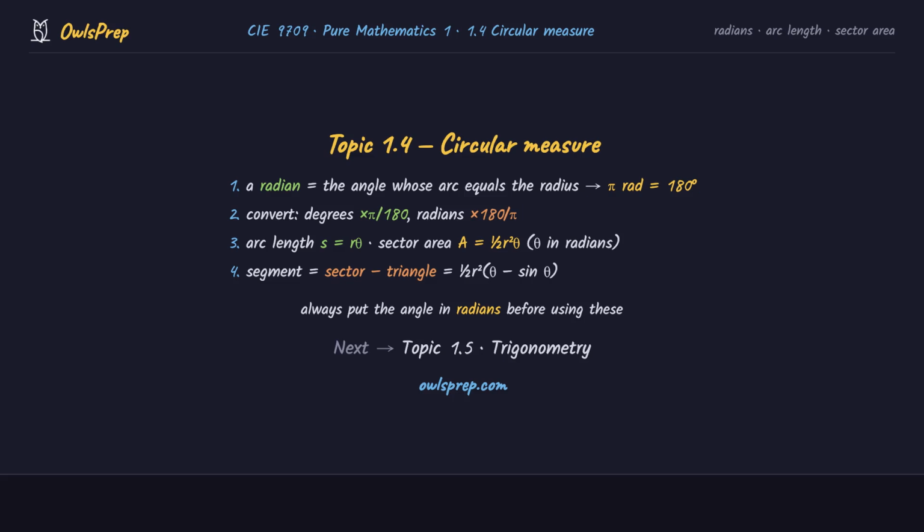So that's topic 1.4, circular measure. First, a radian is the angle whose arc equals the radius, which makes pi radians equal to 180 degrees. Convert with pi over 180 and 180 over pi. Second, once the angle is in radians, arc length is s equals r theta, and sector area is a half r squared theta. And a segment is just the sector minus the triangle, a half r squared, times theta minus sine theta. The one rule that saves you marks: always put the angle in radians before using these formulae.